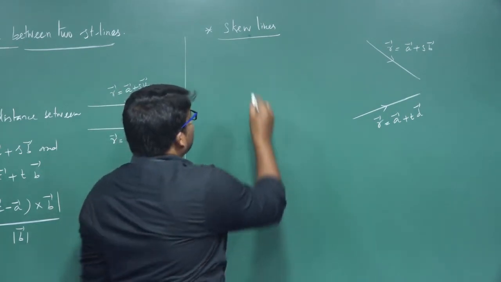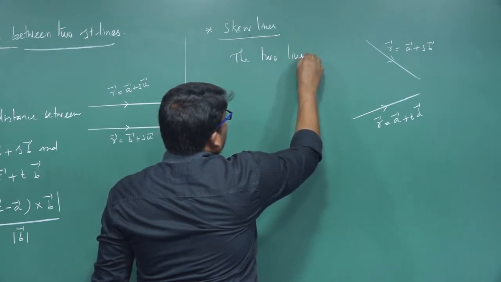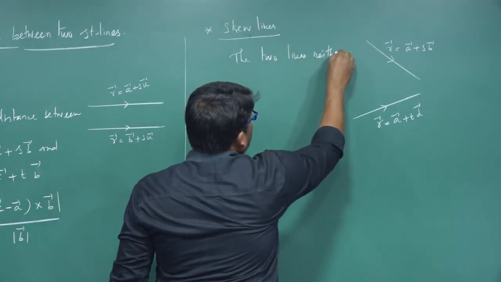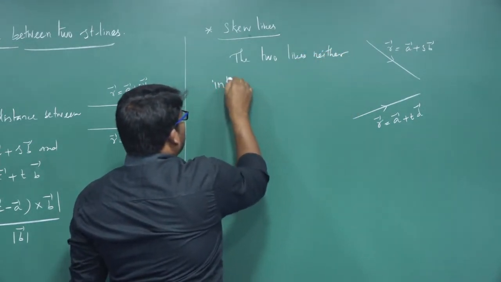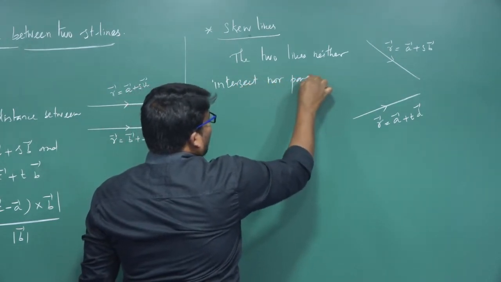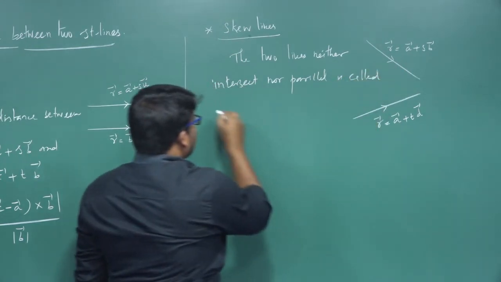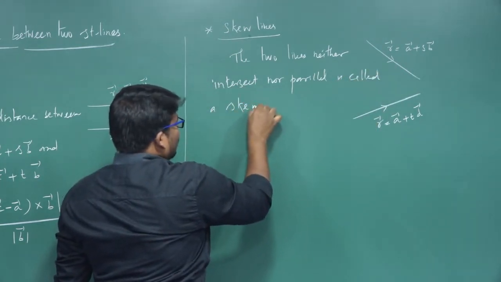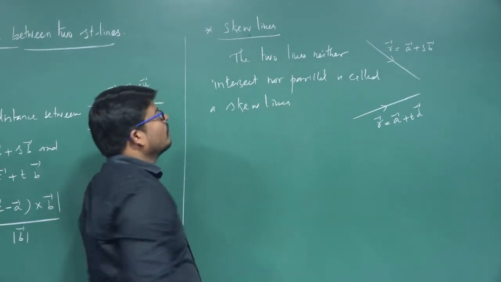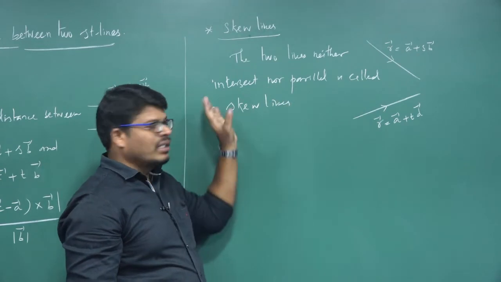The two lines neither intersect nor parallel are called skew lines. What is a skew line? Neither intersecting nor parallel is called skew lines.